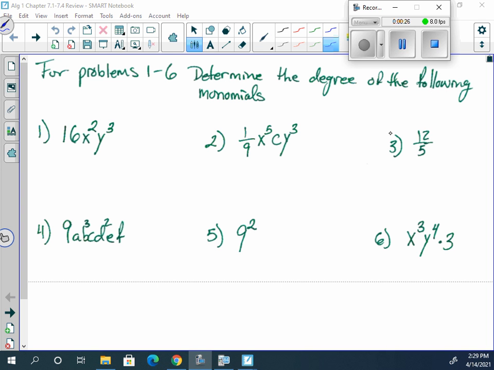So we look at number 1, we have 16x squared y to the third. So what would the degree be? 5, because we're adding all the variables' exponents together. So that'd be 2 and 3, which would give us 5.